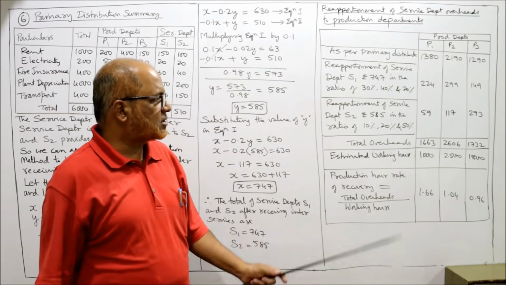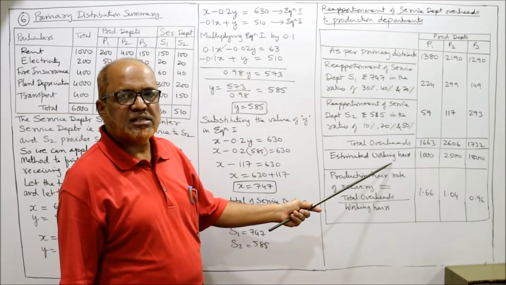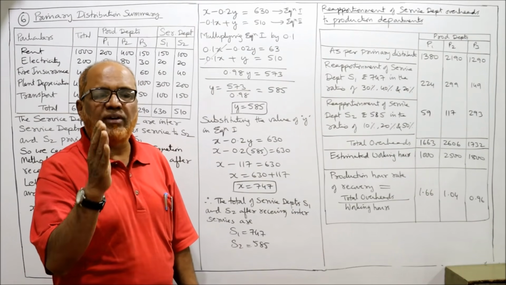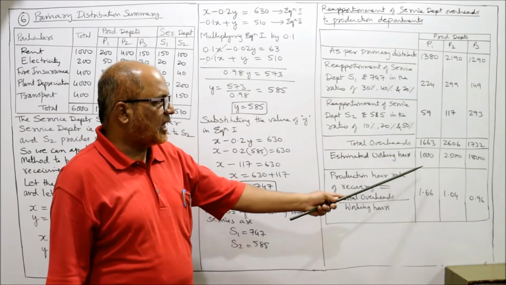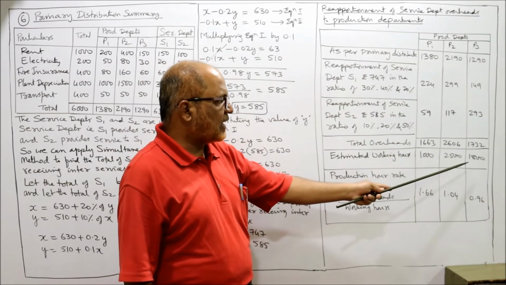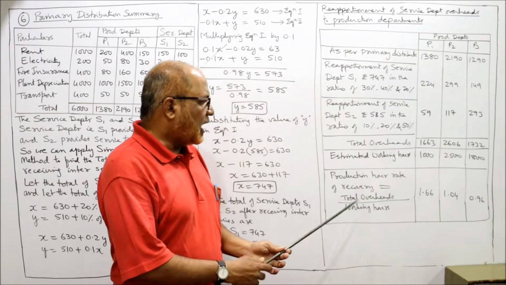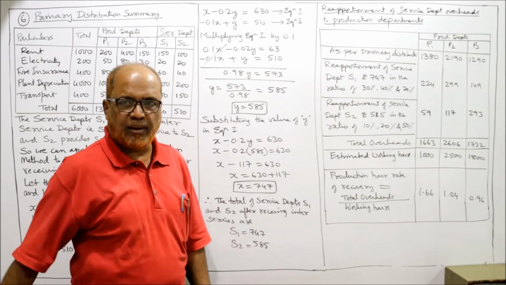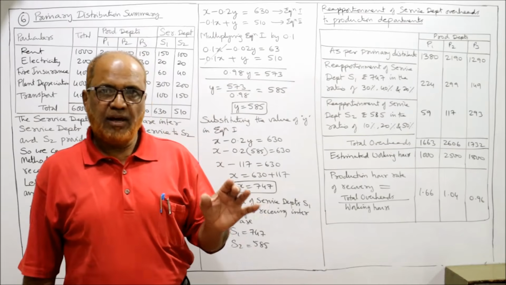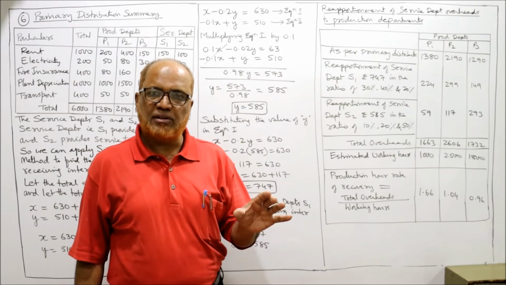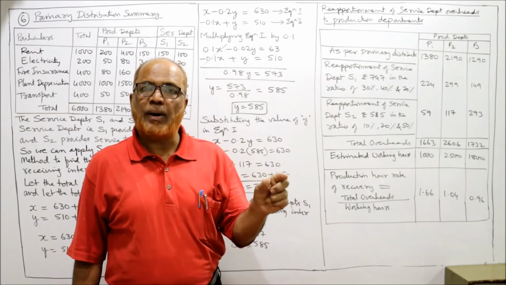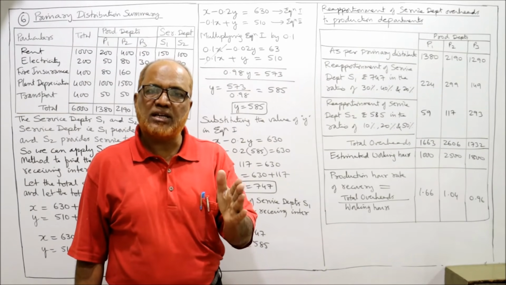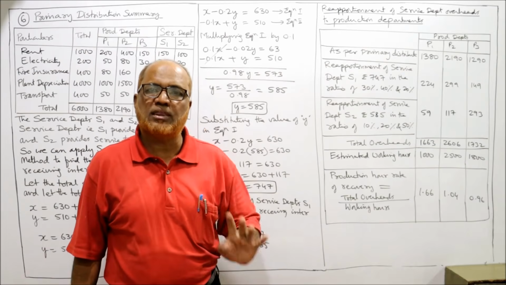Total overheads we got. Now estimated working hours. In the problem it is given how many working hours there are in P1, P2, P3. It is given in the information: 1000, 2500 and 1800. Now ultimately it is asking you to calculate the production rate of recovery. It simply means the overhead rate per hour, that is, how much overhead will be there for one hour.